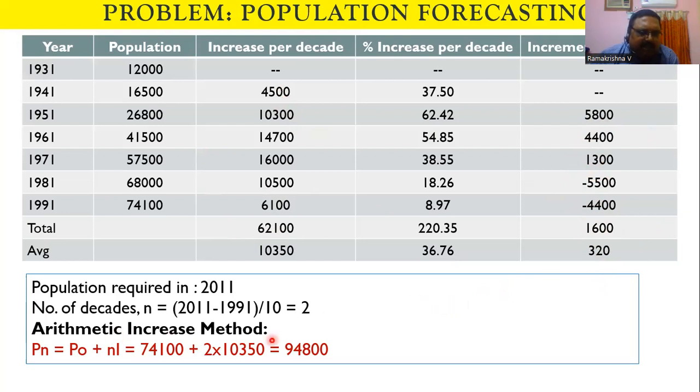For the arithmetic increase method, we have the formula Pn is equal to P naught plus N into I. P naught is the last decade population, 74,100, which we are writing here. And N is the number of decades for which population is required, so two decades, 2 multiplied by the average increase per decade, 10,350. Putting down this value, we get 94,800. So this is the arithmetic increase method.